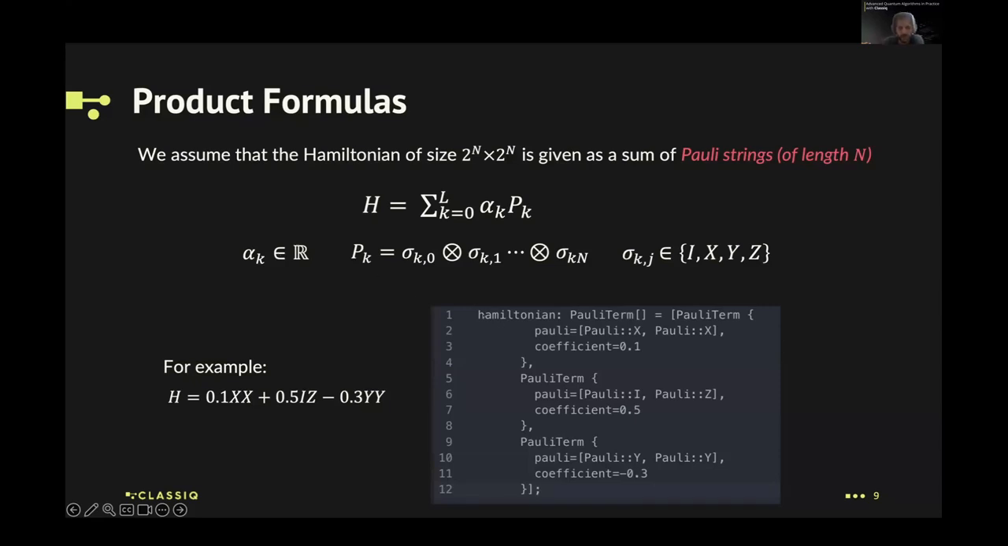So you already learned from Eden about Qmod. So this is, for example, how I define a Hamiltonian in Qmod. Let's say I want this Hamiltonian, XX with a coefficient 0.1, IZ with coefficient 0.5, etc. So we have a quantum struct, which is a Pauli term, and I have a list of Pauli terms. So you see the first one is XX with this coefficient, and this is a definition of my Hamiltonian. This is my object.